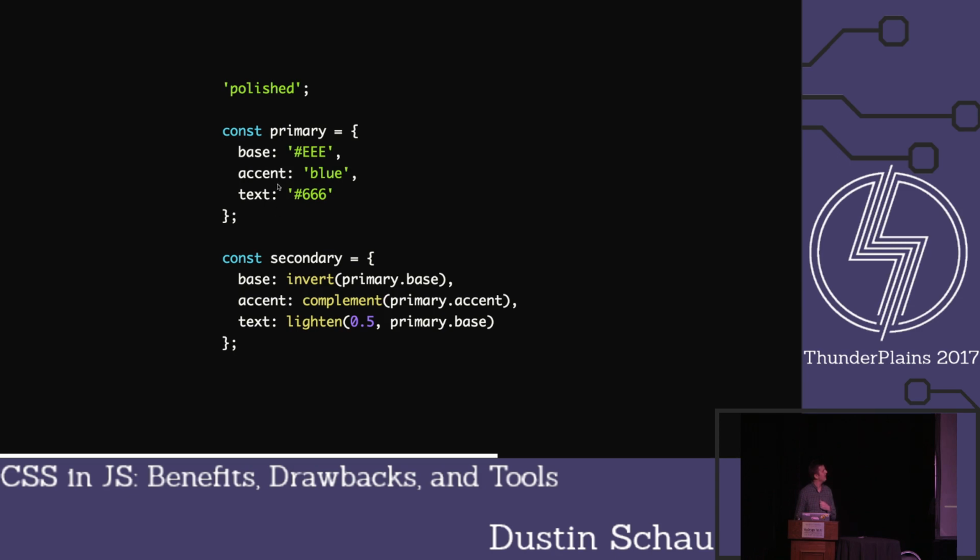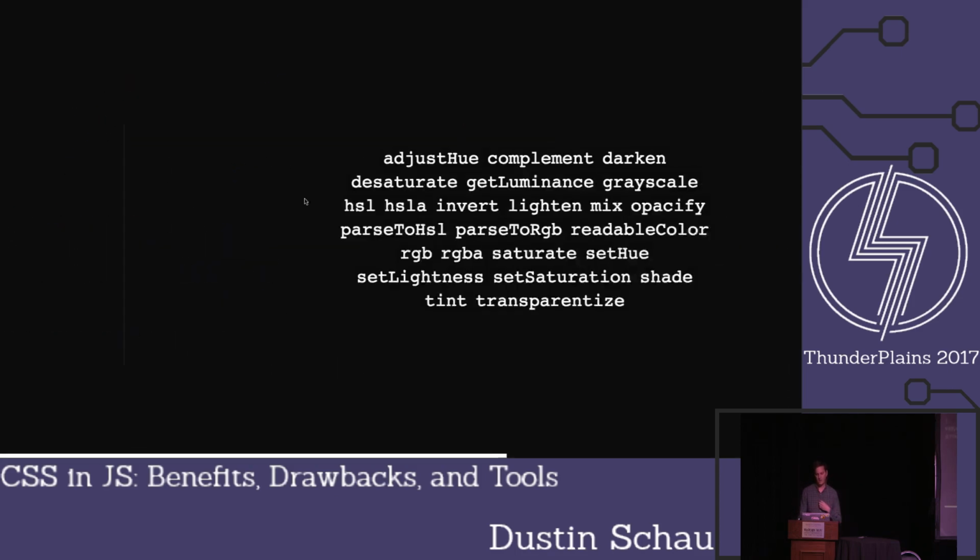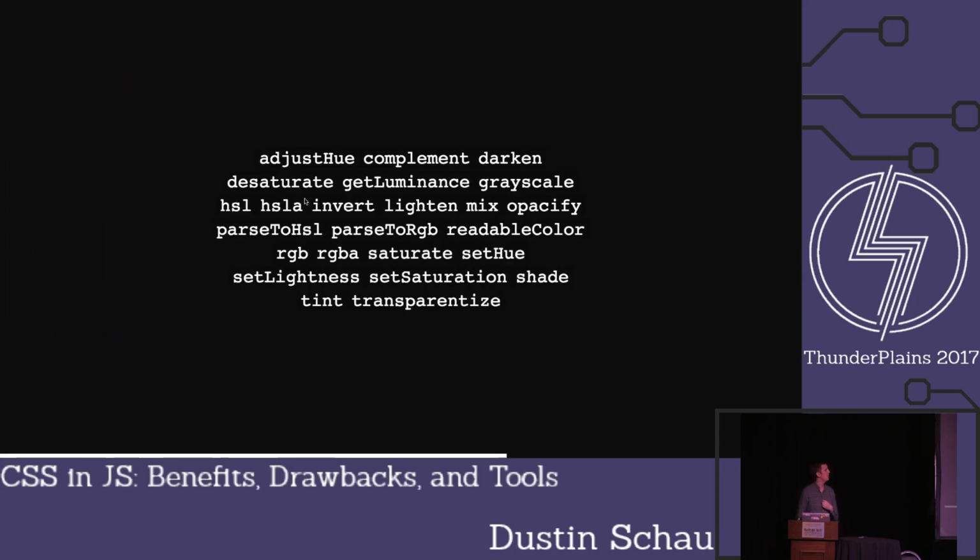This accent is blue. We can use this complement, which will hue shift it 180 degrees, thereby creating yellow. And then finally, we have text, so we can lighten by 0.5 or 50% this base text color. So we'll take this fairly dark gray and make it into a much lighter color that'll look great on this base dark theme. And so these are the methods exposed by just the color functionality of Polished. So there's a bunch of really useful ones. I'm not going to go through each of them. But yeah, they're really, really cool.